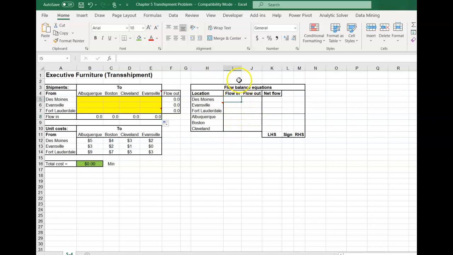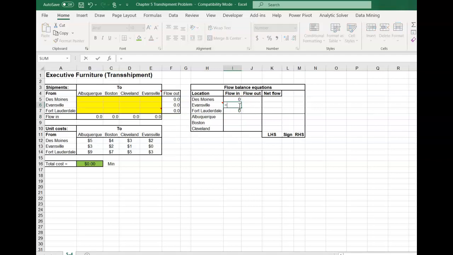And here we're going to use this box to help us form the network flow balance constraint equations. Now the flow into Des Moines is equal to 0 because Des Moines is a pure supply node and there are no arrows flowing into Des Moines. The same goes for Fort Lauderdale. Since there is no shipment going into Fort Lauderdale, these two cells would just be equal to 0.